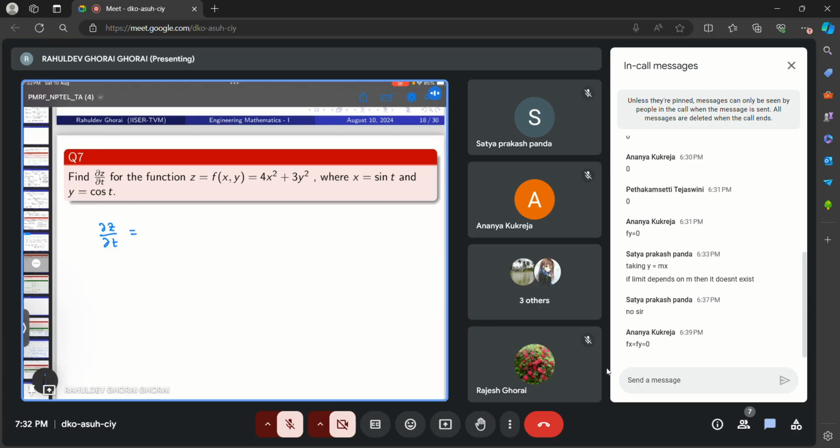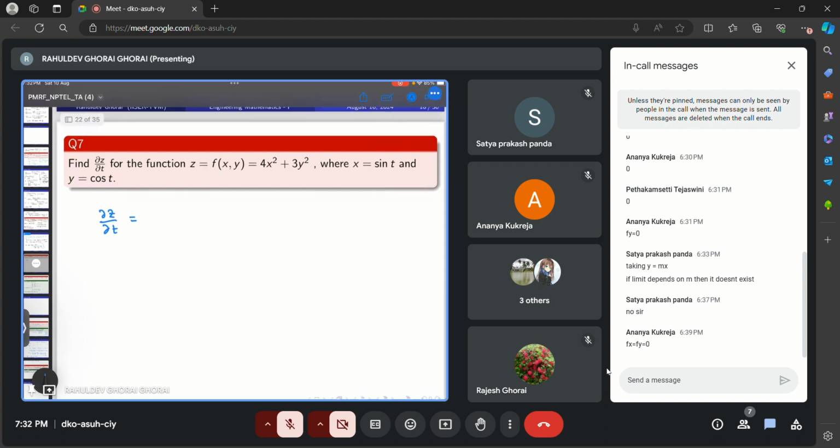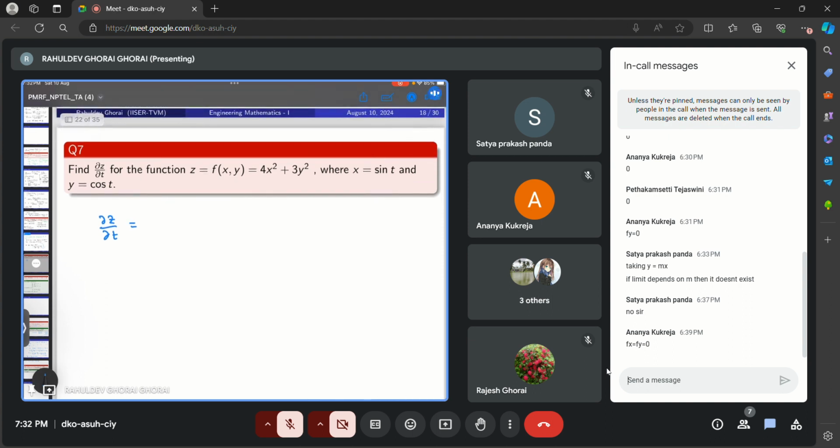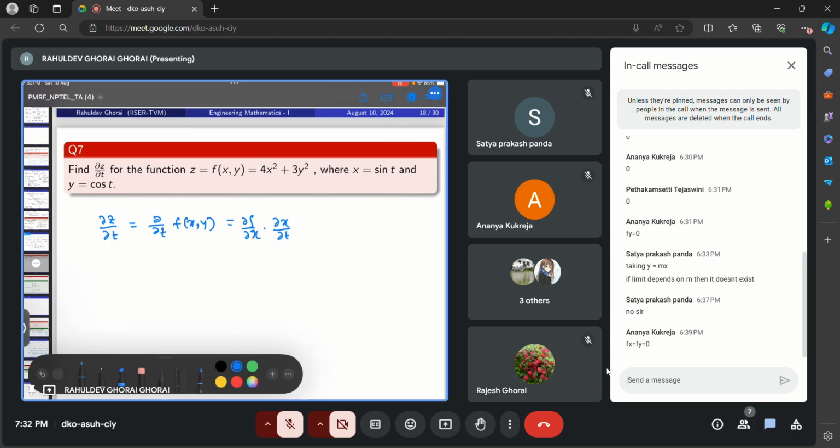For everyone, I will be doing it, just because he did it already, so we don't need to wait more. So let's do it. Del z del t is nothing but del t of f of x, y. But here f is depending on x and y, so you can write del f del x times dx dt, because x depends only on t, plus del f del y times dy dt.